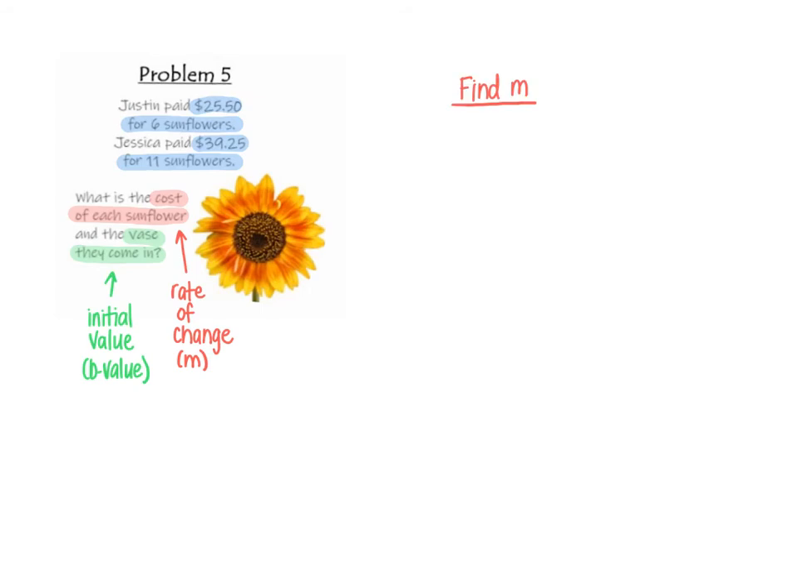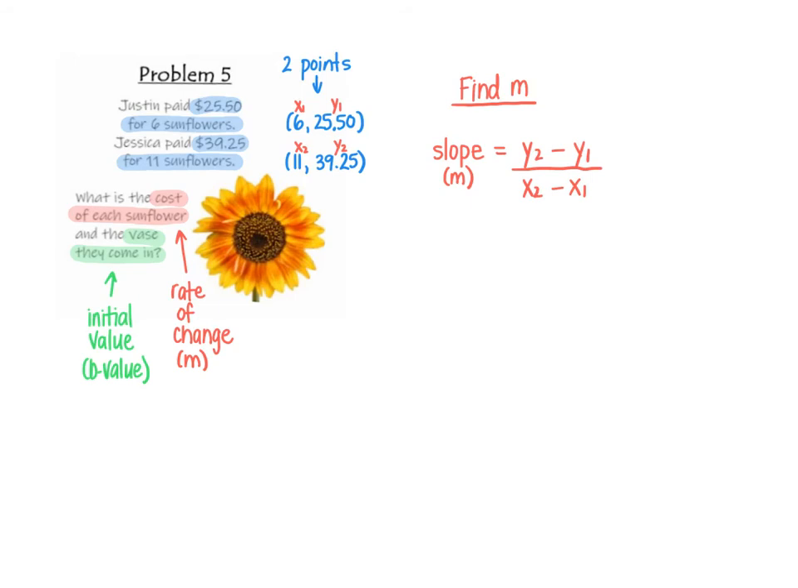We know that the problem is giving us 2 points, (6, $25.50) for Justin, and for Jessica, we have a point of (11, $39.25). We can use this as our x1, y1, and our x2, y2, and substitute it into our slope formula. This will help us to determine the cost per sunflower. Substituting and simplifying our slope formula tells us eventually that 5 sunflowers are going to cost $13.75, or that each sunflower is going to cost $2.75.